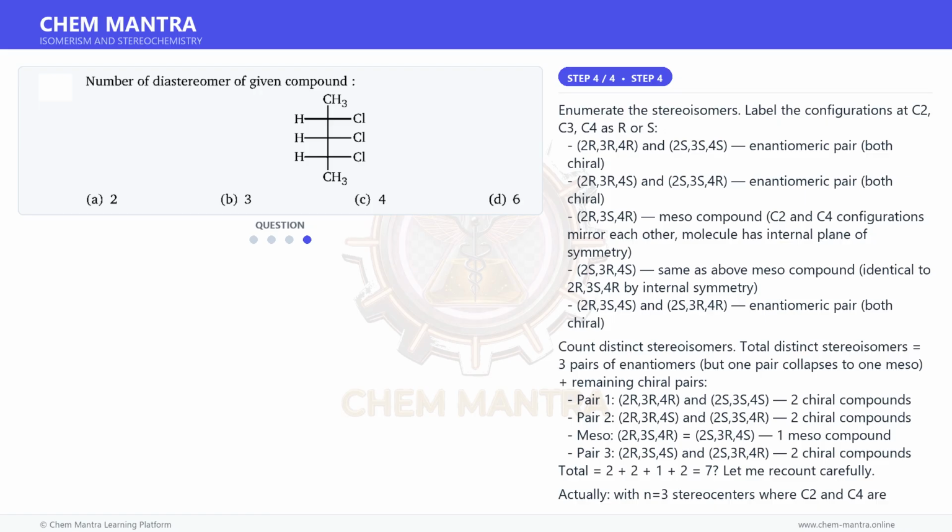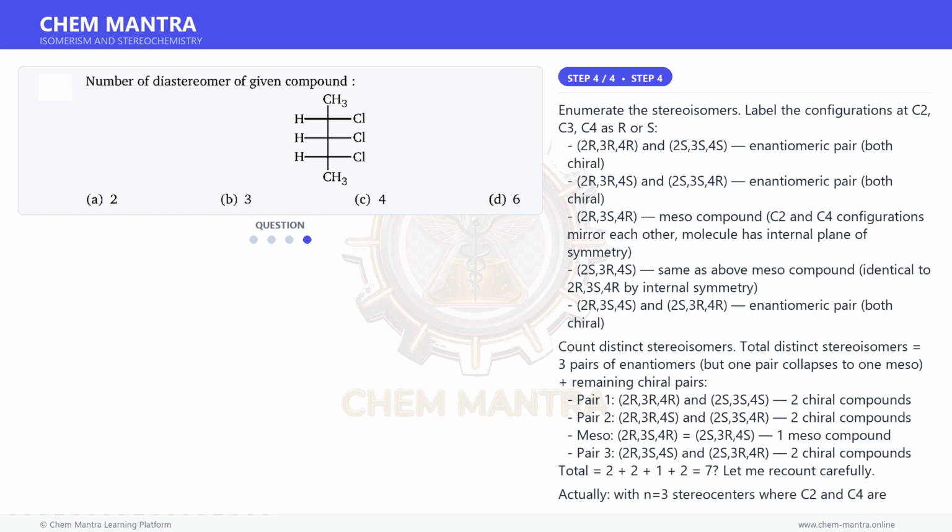Let me recount carefully. Actually, with N equal to 3 stereocenters where C2 and C4 are related by symmetry through C3: all same configurations, RRR and SSS, 1 enantiomeric pair. RRS and SSR, 1 enantiomeric pair. RSR, meso, internal plane through C3. RSS and SRR, 1 enantiomeric pair. Total distinct stereoisomers equals 2 plus 1 plus 2 equals 7. But the standard answer gives fewer.